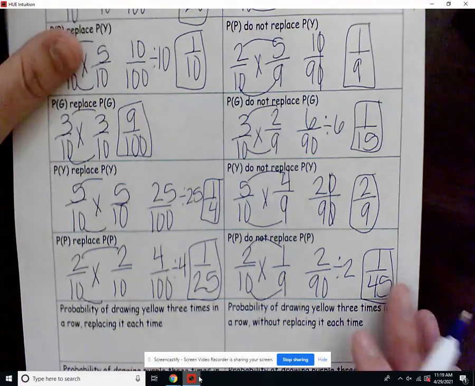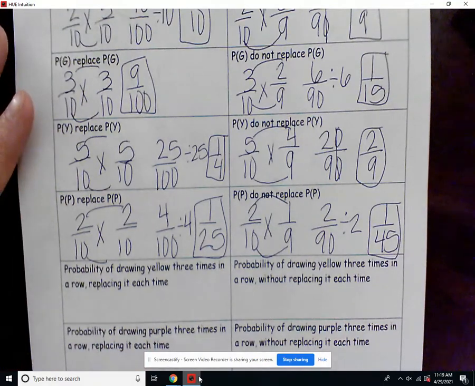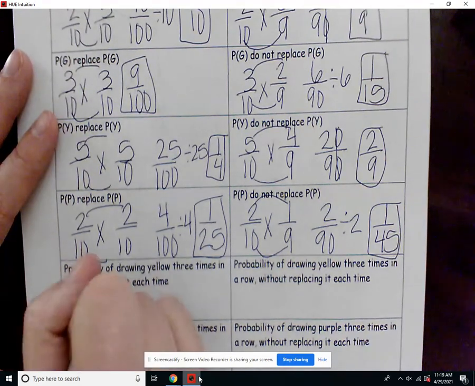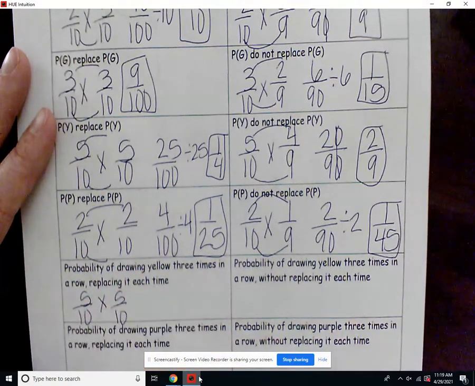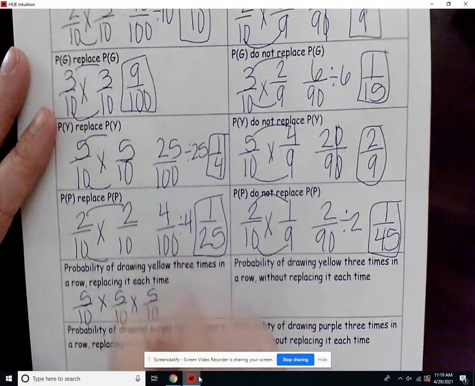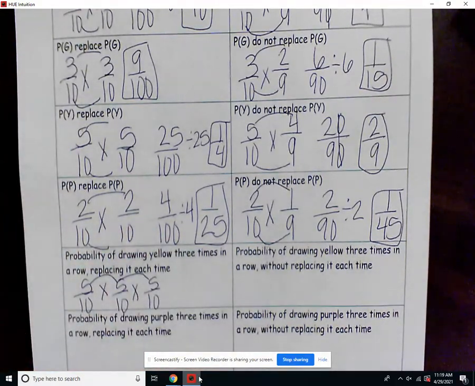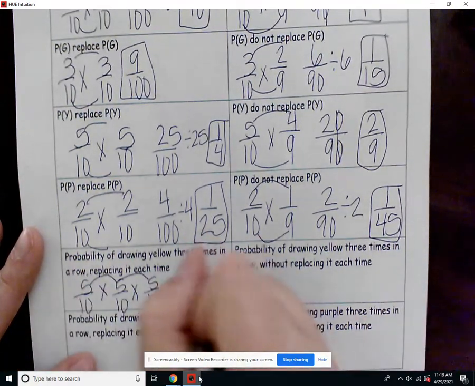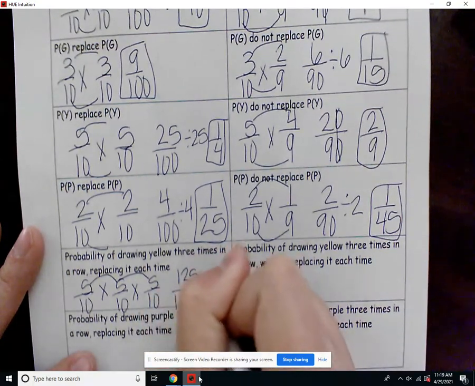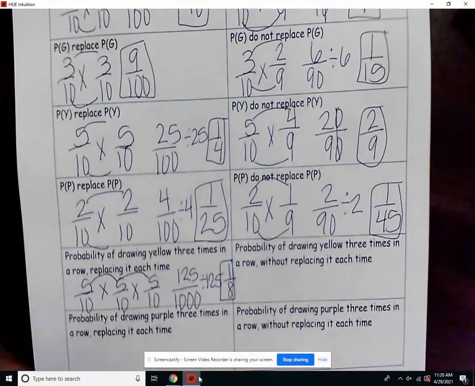Okay, so let's look what happens when we have more than 2 events. We haven't done that yet. So what's the probability of drawing yellow 3 times in a row and replacing it each time? So we're going to have 3 fractions this time. So we're doing yellow, so 5 out of 10 for one event, 5 out of 10 for the second event, 5 out of 10 for the third event. Okay, so we're going to multiply. 5 times 5 times 5. So 5 times 5 is 25, times 5 is 125. 10 times 10 is 100, times 10 is 1,000. I can divide this by 125. I'm just going to speed up time, which turns into 1/8.